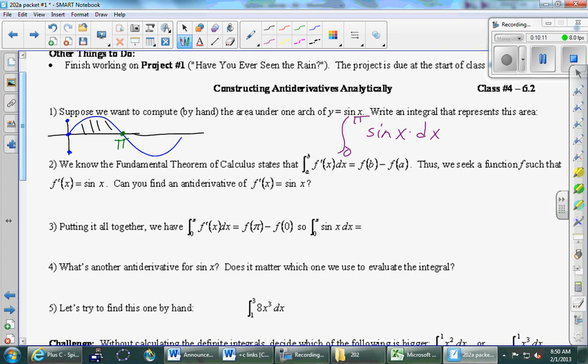Now, 2 classes ago, we were able to just type that into the calculator, and it gave us the area, and that's fine. We'll move on to number 2.